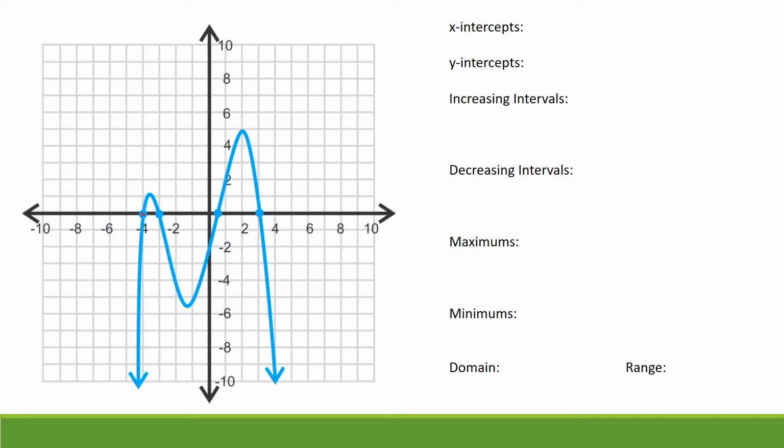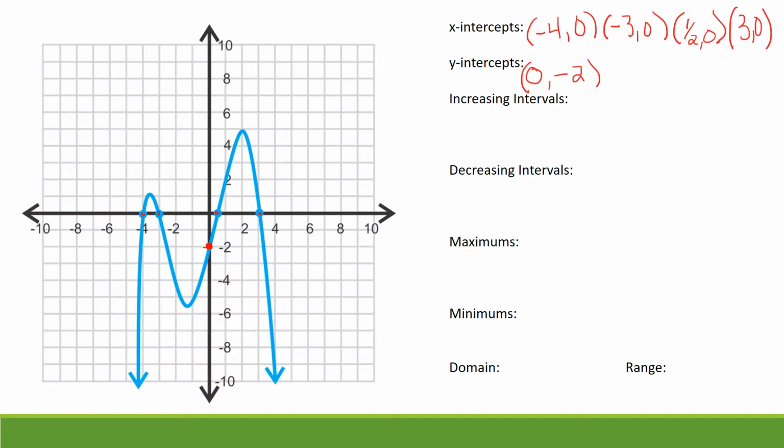So that's this point right here, this point, and that point. And those ordered pairs are (-4, 0), (-3, 0), (1/2, 0), and (3, 0). Now we want to find the y-intercept, or where it crosses the y-axis, and that's at this ordered pair right here, and that ordered pair is (0, -2).